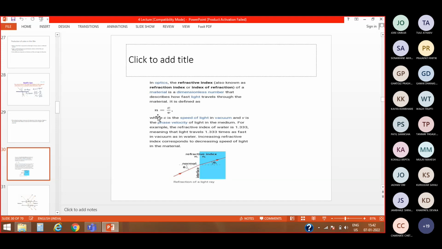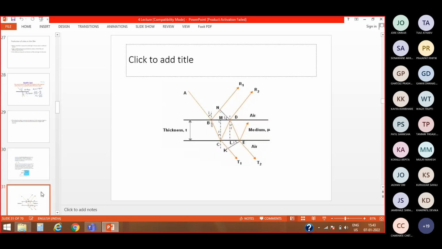n is equal to c upon v, where c is the speed of light in vacuum, and v is the phase velocity of light in the medium. In case of water, the refractive index is 1.333, and for other materials it is different. So the refractive index changes from material to material. It depends on the thickness as well as the material.